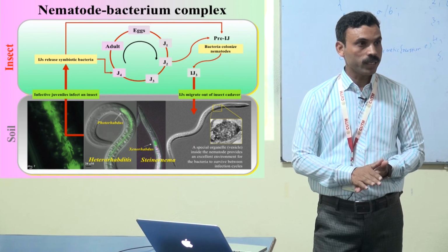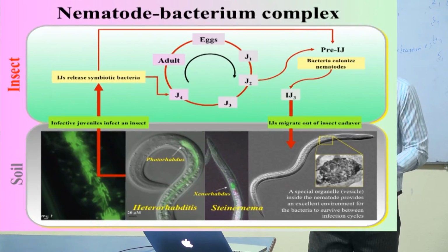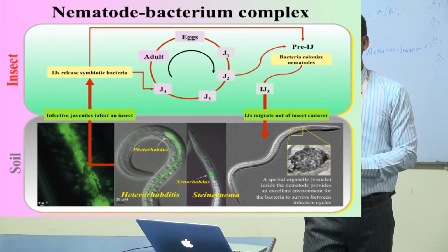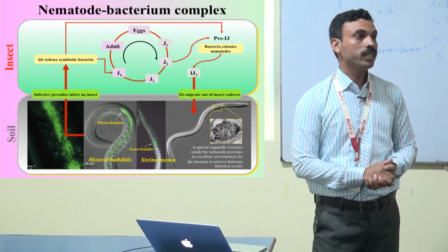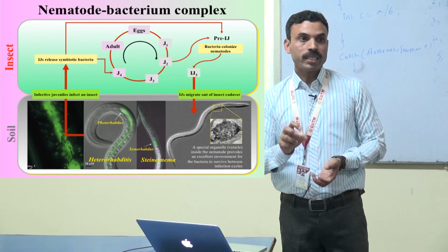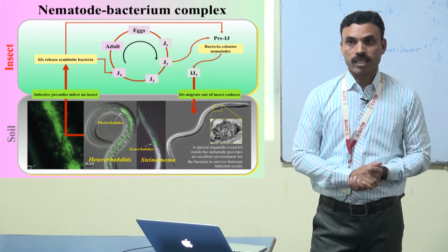In the case of Steinernema, the symbiotically associated bacteria is called Xenorhabdus, and it is housed in a pouch. Whereas in Heterorhabditis, the bacteria is named Photorhabdus, and it sticks to the gut wall of the nematodes. It is luminescent in nature; if you keep it in the dark, it glows. So Xenorhabdus and Photorhabdus are used for killing the insect.